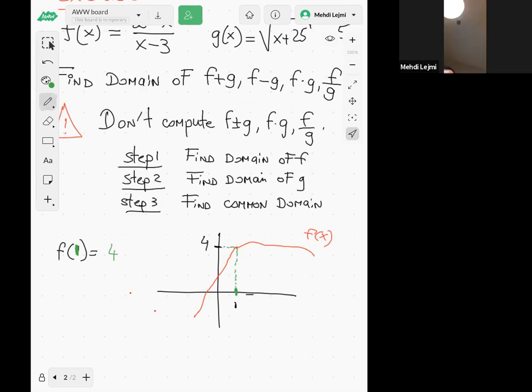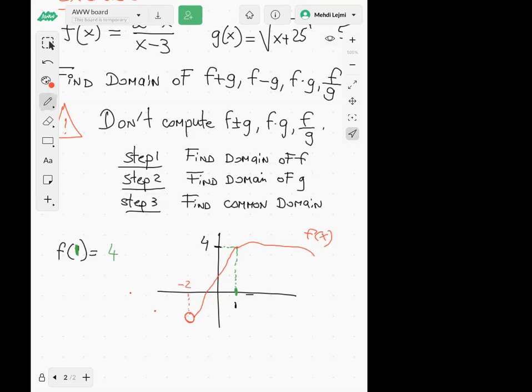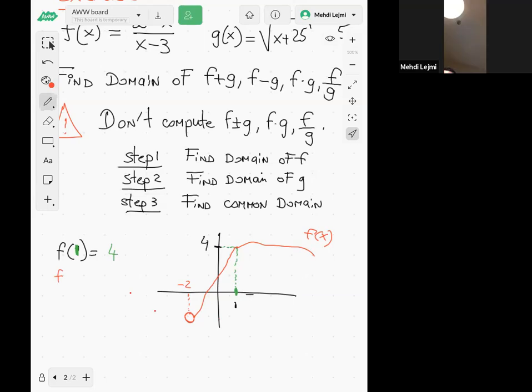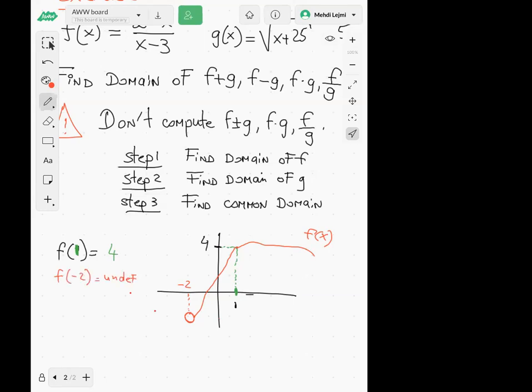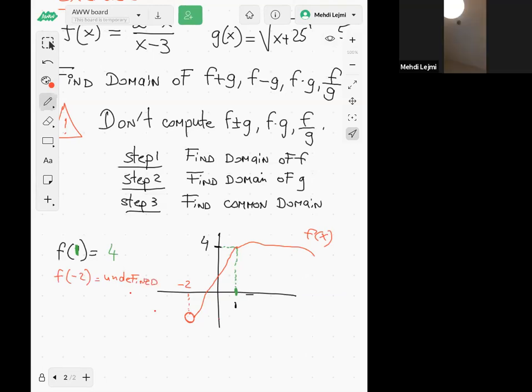And one more thing, actually. Be careful. If you have a circle, like let's say here I have -2, that's not included, right? Yeah, that's not included. So then f of -2 would be undefined. Oh, okay, thank you. That makes sense now.